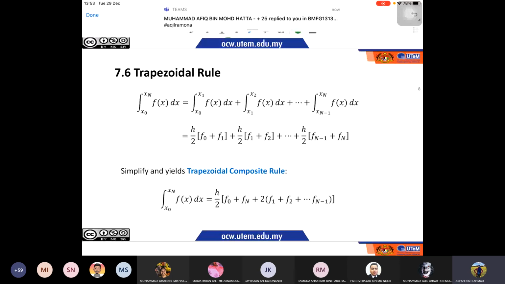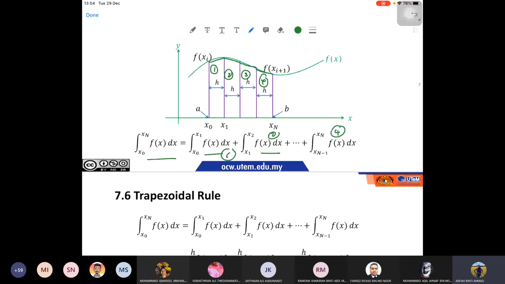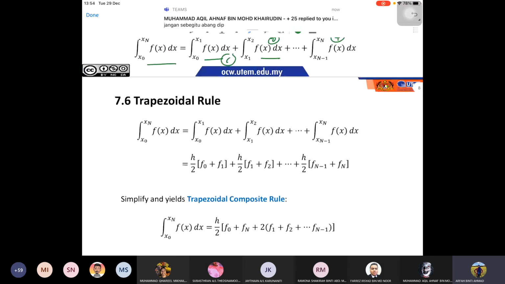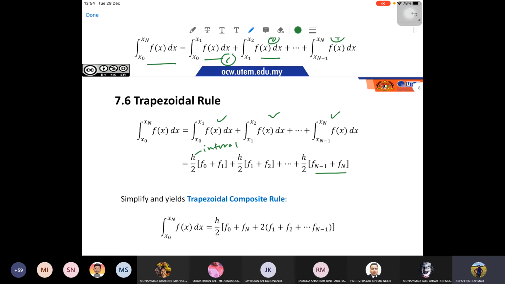Okay. So trapezoidal rule, integration daripada x0 sampai xn, dia akan sama dengan you take x0 sampai x1, x1 sampai x2. So yang ini adalah dia punya x1, x2, x3 sampai xn. Okay. So ini adalah dia punya general formula. So tapi kalau kita simplify, awak akan dapat trapezoidal rule equal to h adalah dia punya interval per 2 darabkan f0 tambah f1 tambah h per 2 f1 tambah f2 so on up until f of n minus 1 and f of n. Okay.